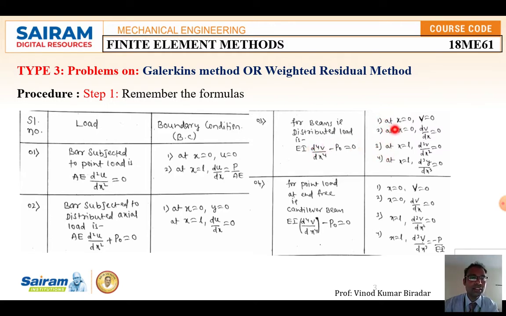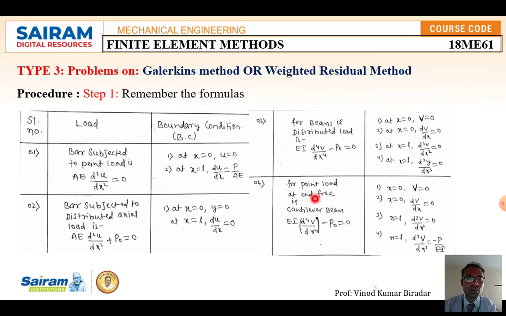That is, at x equal to 0, v, which stands for displacement, is equal to 0. At x equal to 0, ∂v/∂x is equal to 0. At x equal to L, d²v/dx² is equal to 0, and at x equal to L, d³v/dx³ is equal to 0. These 4 boundary conditions you have to apply for beam problems.